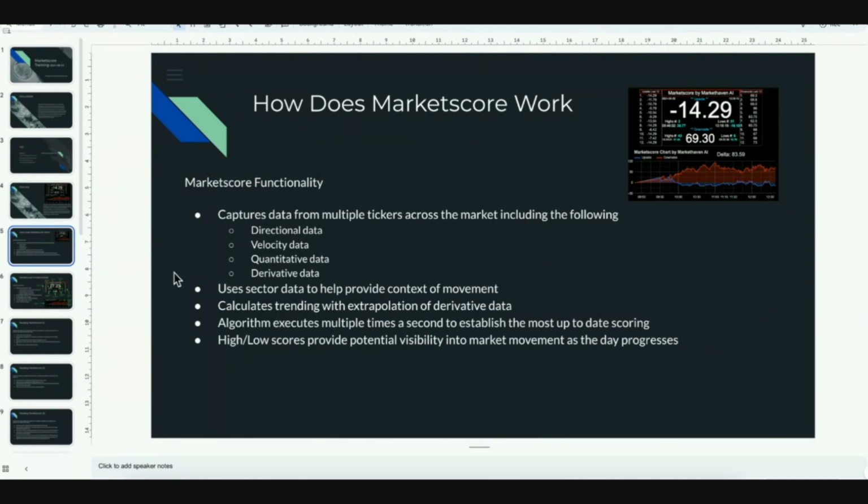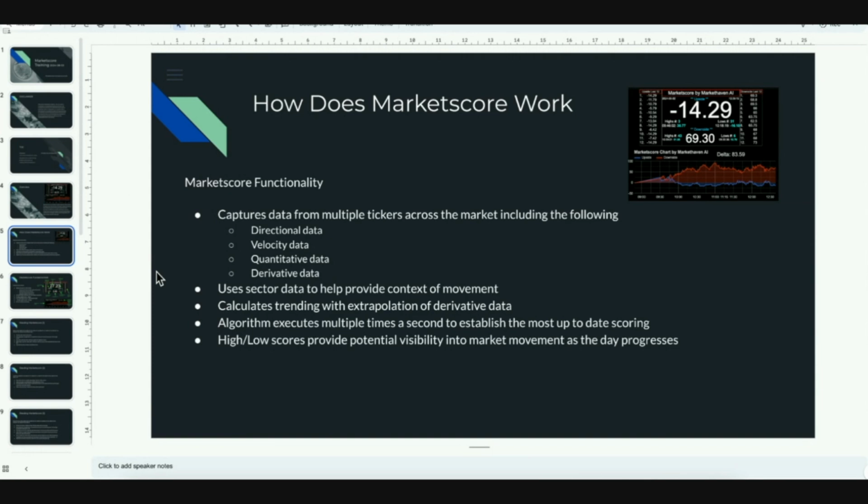It uses sector data to help provide context of movement, because as you can imagine, when one sector is moving up and one is moving down, that typically means it's a risk off, meaning that somebody's taking money out of one sector and potentially moving it to another sector. Having the sector data in there does keep things from showing incorrect information or less than correct information.